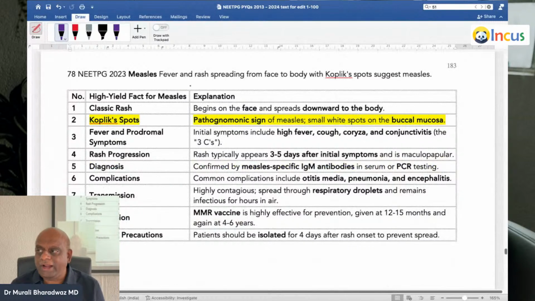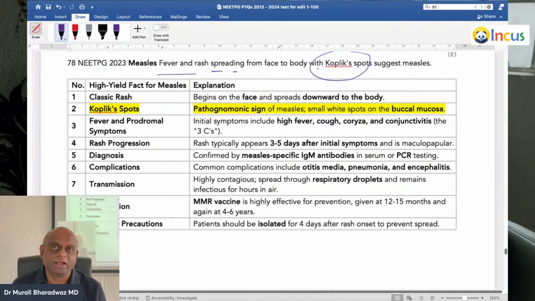Then in measles, what do you get? Fever and rash spreading from the face to the body, and Koplik spots. They are the pathognomonic feature. So what are the 3 C's which are called the triad of features in measles? Fever, cough and coryza. High grade fever, cough, coryza and conjunctivitis.